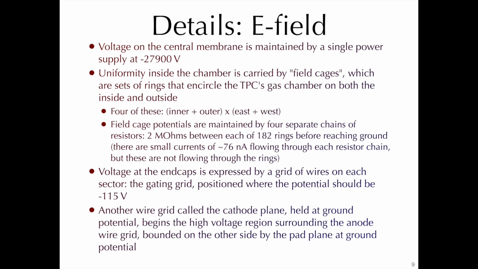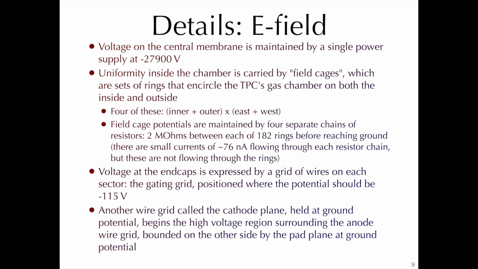All right. At the end caps, you might think, well, the end cap is at ground, and that's the way we say it simplified. But the truth is that the potential that's expressed inside the TPC doesn't come from the ground of the end cap. It comes from a grid of wires that is the innermost part of the end cap. And that grid of wires is called the gating grid, and it's essentially positioned not at ground, but at minus 115 volts. And then another plane of grid wires is behind that, or closer to the end caps, and that is at ground potential.